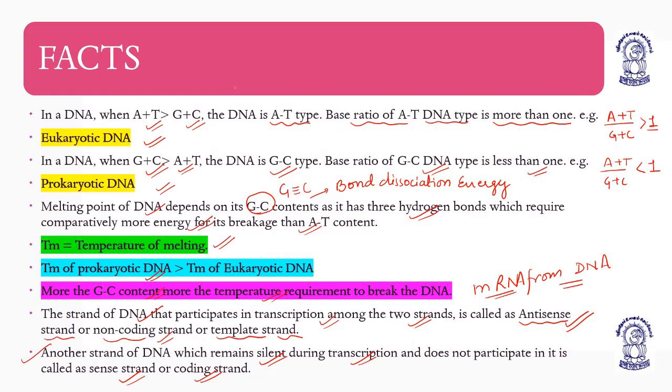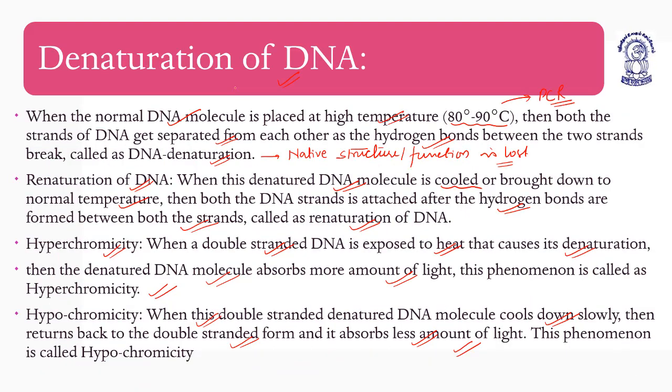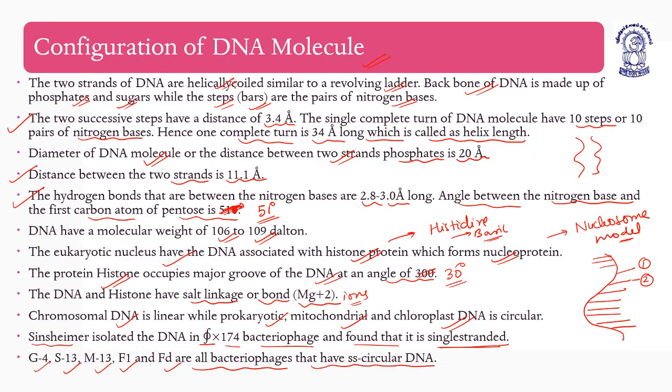Facts: if A plus T is greater than G plus C, then the DNA is AT type. If G plus C is greater than A plus T, then it is GC type. GC type means more Tm, more melting temperature. Prokaryotes have higher melting temperature as they are rich in GC type. Then denaturation of DNA, renaturation of DNA, hyperchromicity, hypochromicity, configuration of the DNA molecule, length, distance, angle, everything is mentioned.